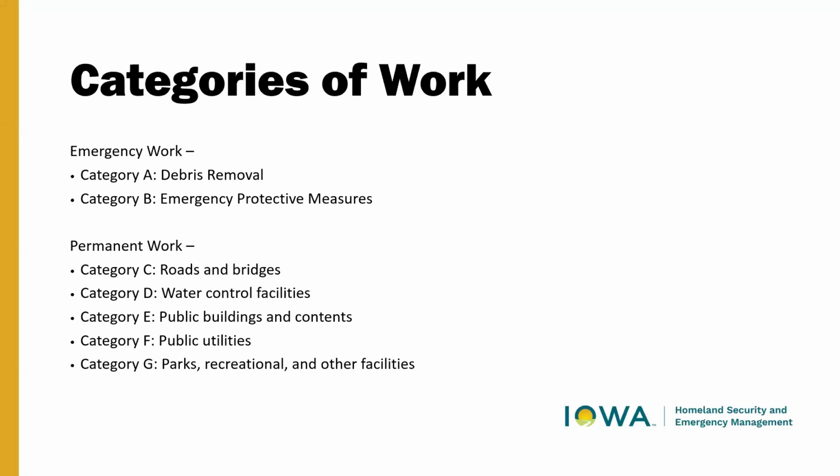Debris removal, Category A, Category B, emergency protective measures. Permanent work includes roads and bridges, water control facilities, public buildings and contents, public utilities, and parks, recreational, and other facilities.